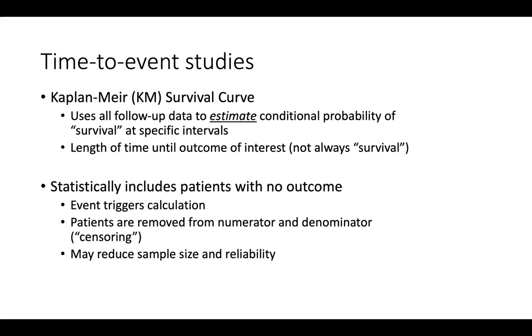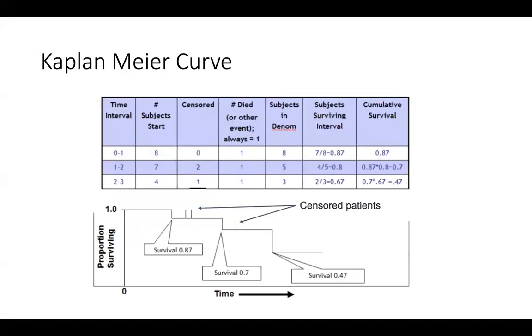But basically, these are people that are lost to follow-up, and so they actually haven't had the event, but they are no longer in your study. You are not following them, and so they also can no longer be included. And censoring is an issue for obvious reasons, that it may reduce sample size and the reliability of your estimates.